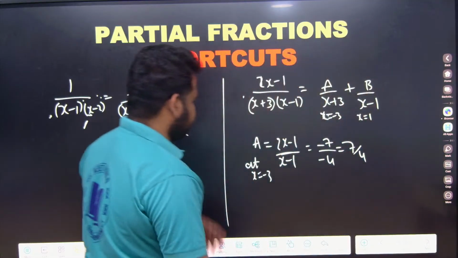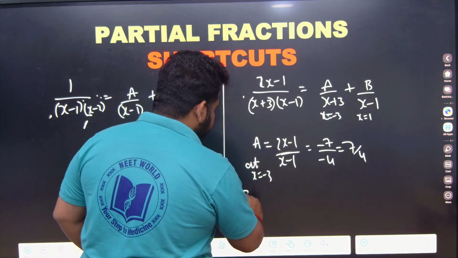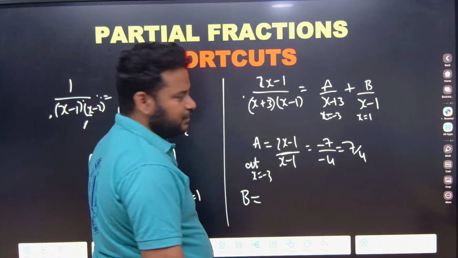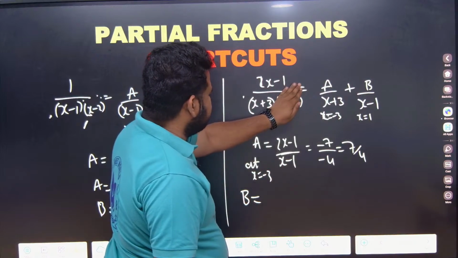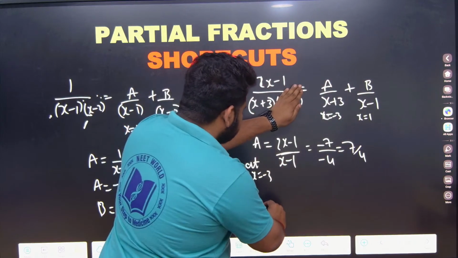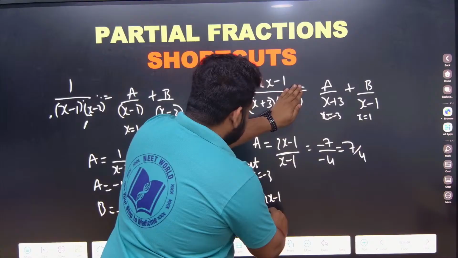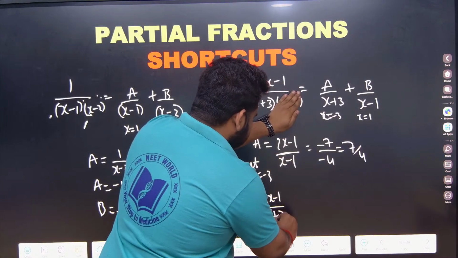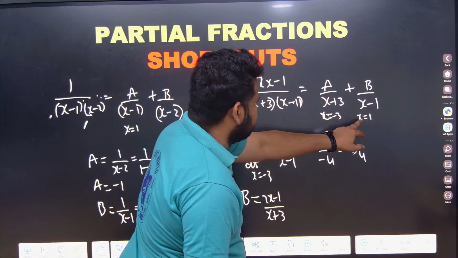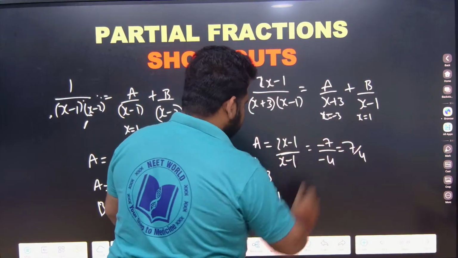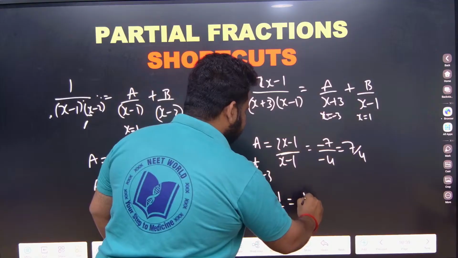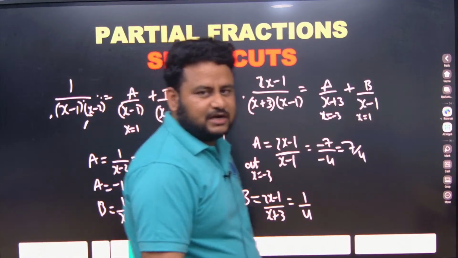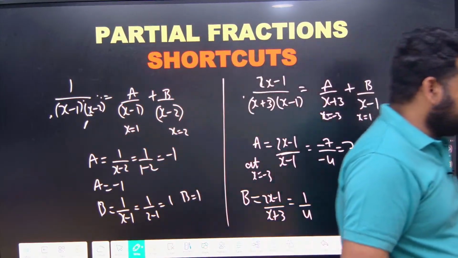So 7 by 4. So next, b value. If I want to find out the b value, under b what is there? x minus 1 is there. Close x minus 1. Take the remaining values. So b value will be equal to 2x minus 1 by x plus 3. But what value of x will you put? x value will be put as 1. So if I put x is equal to 1, 2 minus 1 is 1 by 3 plus 1 is 4. So I will get 1 by 4. B value will be 1 by 4. So this is the way you will get the answer.